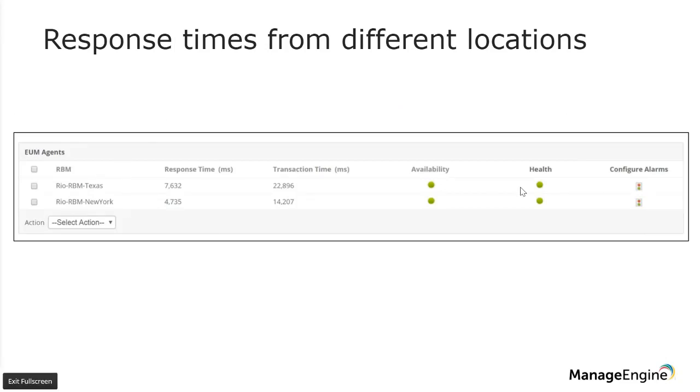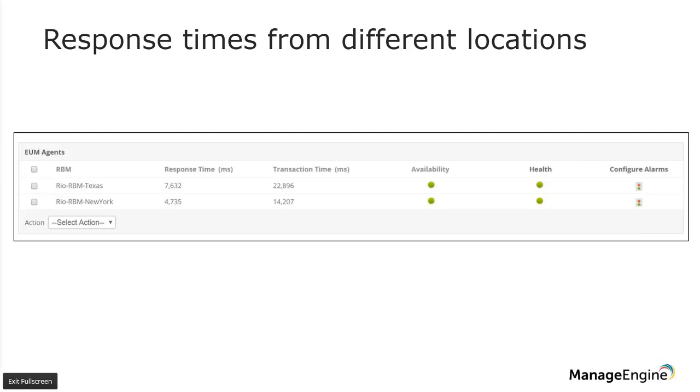Now, in this representative image, I have mentioned 2 agents, that is Texas and New York, which means that I know how my servers are performing, the servers that are running in Texas, and also the servers from New York. So here I have an overview, that is the transaction time, the response time. Of course, when I click them and go inside, I should be able to see more information.